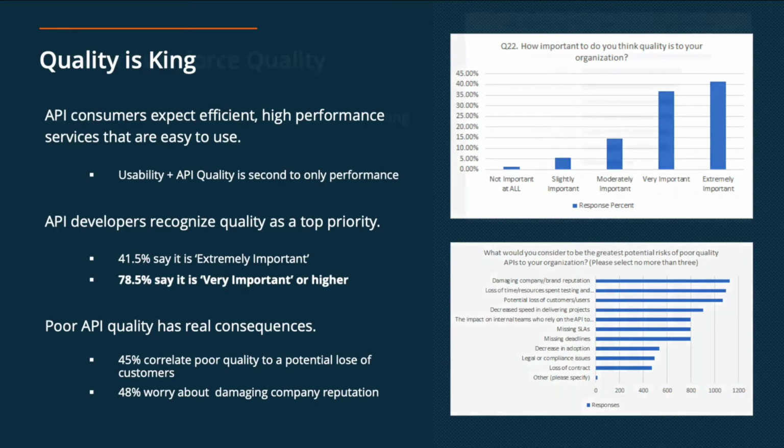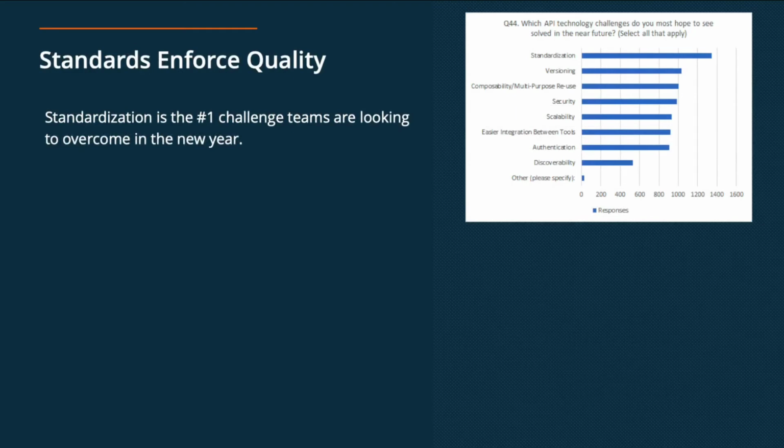So quality is really determined relative to standards. So setting standards and enforcing them allows your team to maintain consistency across your APIs. And if your APIs are not in compliance with a specification, or they're all documented differently and interact differently, it can create a bad experience for the consumers you're hoping will adopt your service. So when we asked respondents what API technology problem they hoped would be solved in the future, standardization was their top response, which we found really interesting.